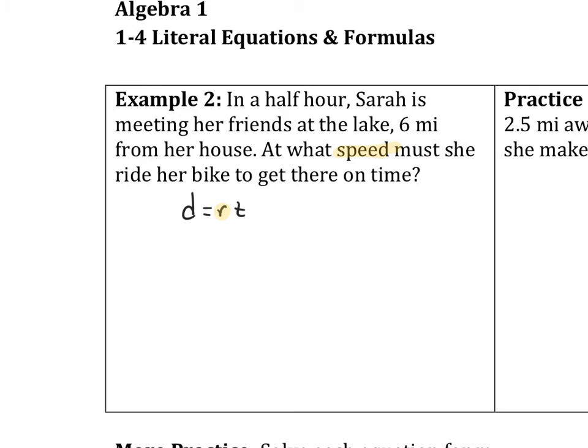We're finding rate. So if I want to get rate by itself, I need to divide both sides by t. So now I have rate is equal to d over t. So what did I do in step 1? Solve for rate. Remember, solve for means to get it by itself. Isolate the rate. Because this creates a formula for rate. Now, the second thing we're going to do, number 2, is we want to substitute values in.